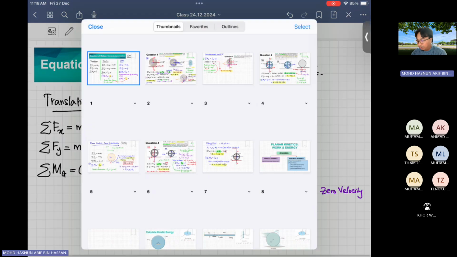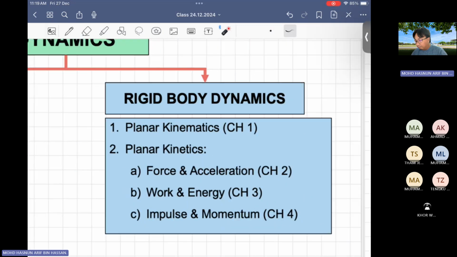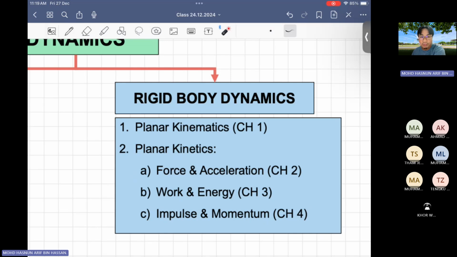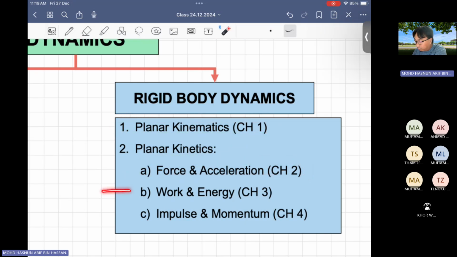Okay, let's move on to the next chapter, which is work and energy. As you can see here, the next topic is work and energy. If you look at the rigid body dynamics, what we have discussed so far, this is chapter 1. We learn about kinematics, and we recently finished with chapter 2, which is planar kinetics, force and acceleration. And now we are moving into work and energy, which is the third chapter of rigid body dynamics.